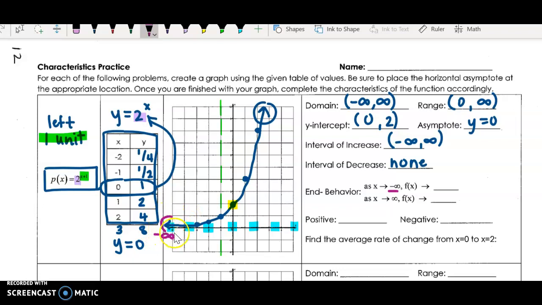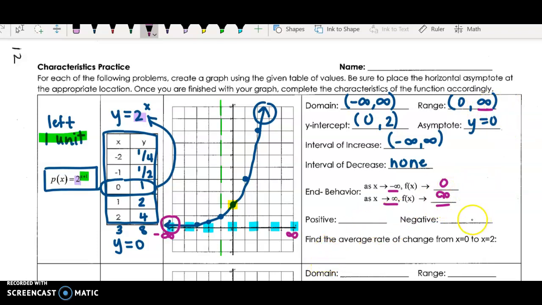On the left side of this graph, it's getting close to the asymptote, so the y value will be 0 here. And remember, we're describing what the y values are doing as we approach the left side of the x-axis. As we approach the right side of the x-axis where positive infinity exists, the y values are going up to positive infinity. This should match this.